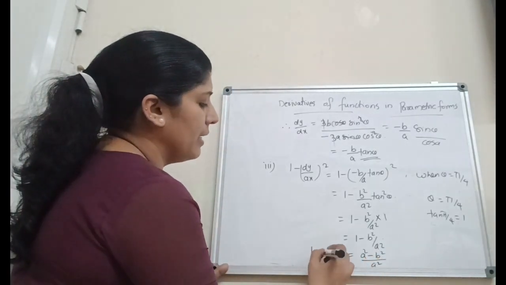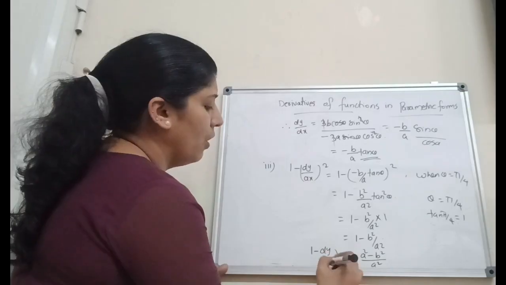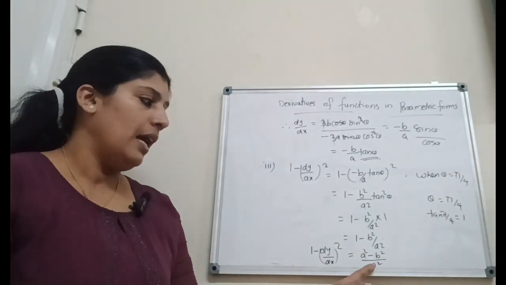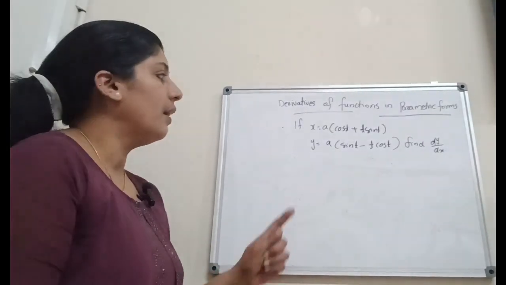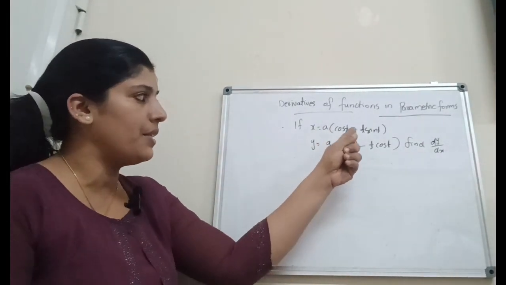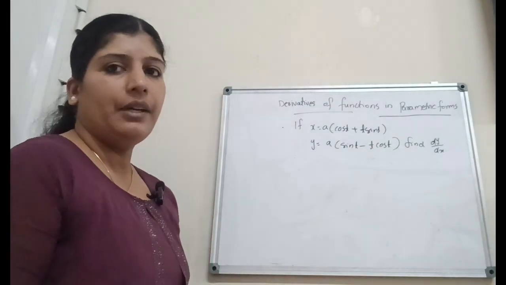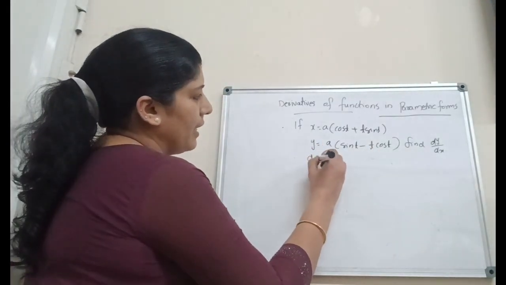That is (1 minus dy by dx) whole square equal to (a square minus b square) divided by a square. Next question. If x equals a into (cos t plus t sin t), y equals a into (sin t minus t cos t), find dy by dx. First we have to find out dx by dt.